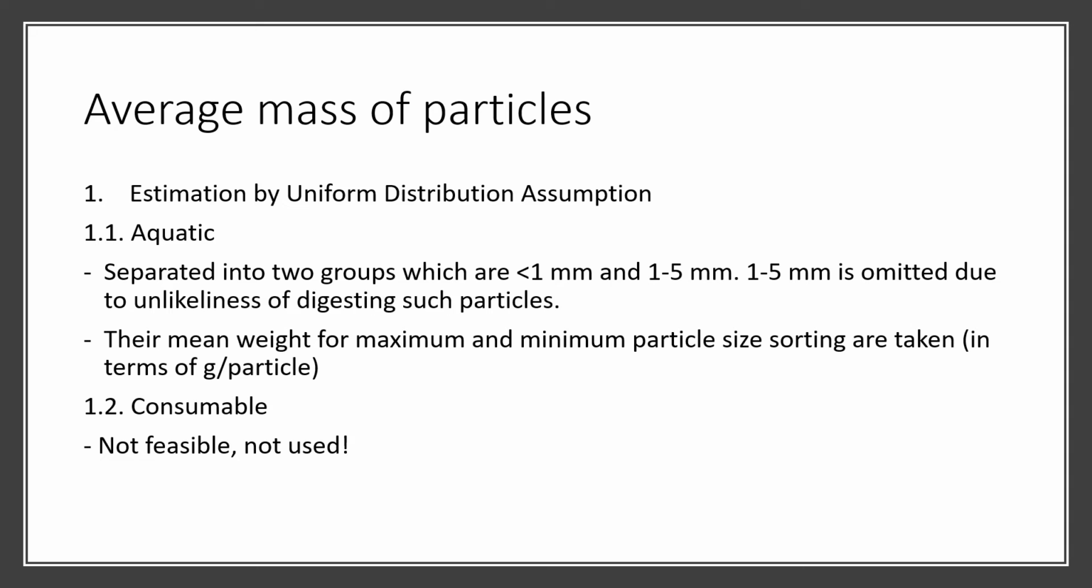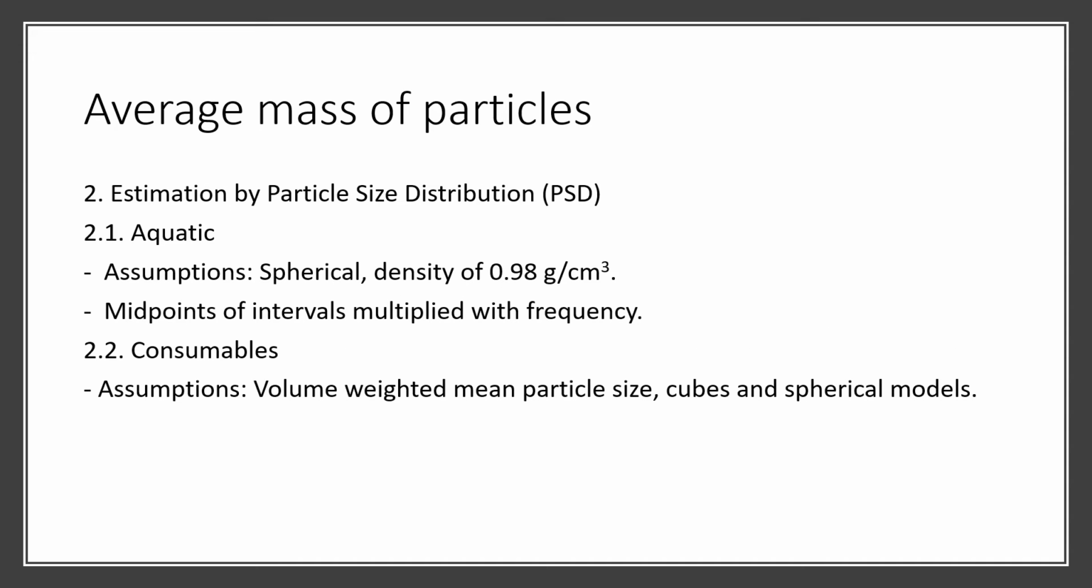For uniform distribution, particles lower than 1 mm in size have been used in aquatic environments. For consumables, this method was not feasible, so it was not used. For the particle size distribution method, the aquatic environment assumptions were that the particles are spherical and 0.98 grams per centimeter cube. Midpoints for intervals are multiplied with the frequency of particles. For consumables, volume-weighted mean particle size is used.